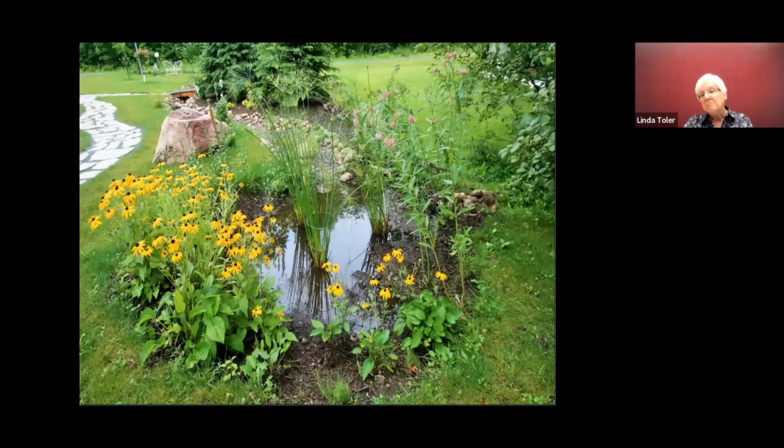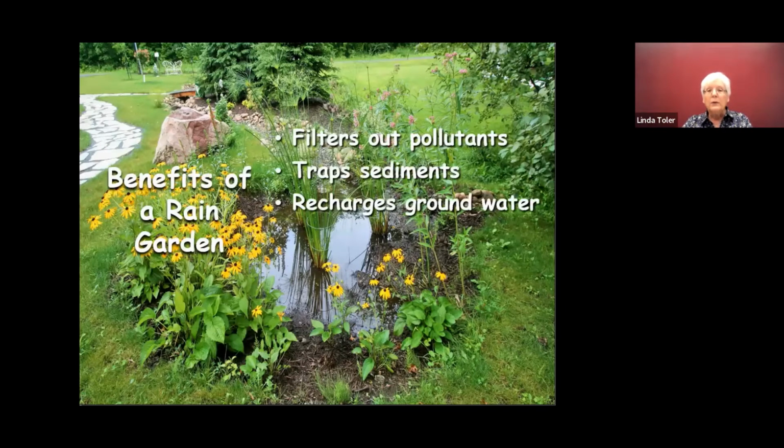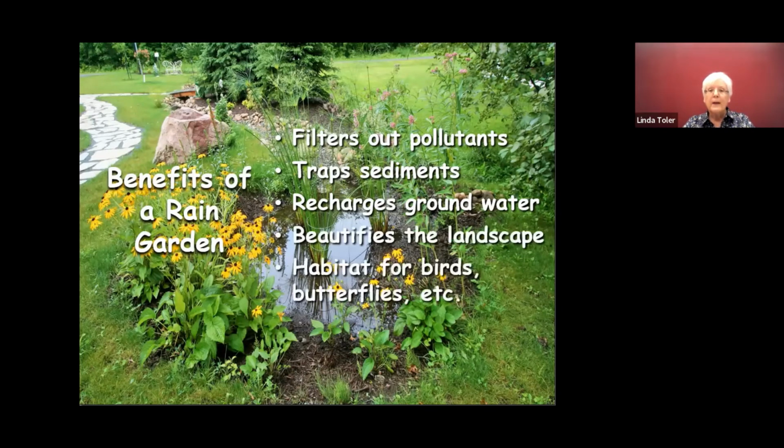So this is what a rain garden would look like after a rainstorm. Not only does it filter out pollutants, but it will also trap sediments that are in the runoff. And because the garden is about 30% more permeable than just regular soil, it helps to recharge the groundwater as well. And as with most gardens, it's going to help beautify your landscape and provide a habitat for wildlife and insects.